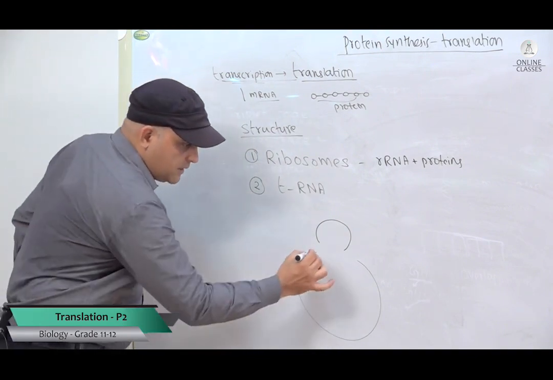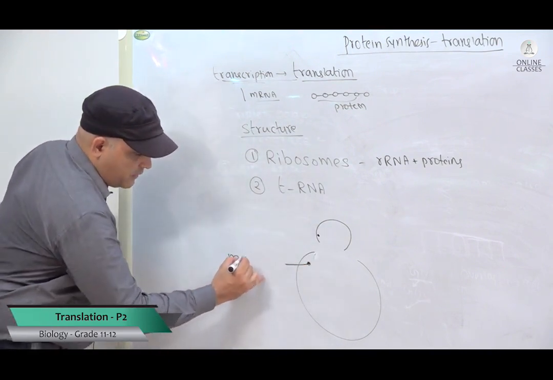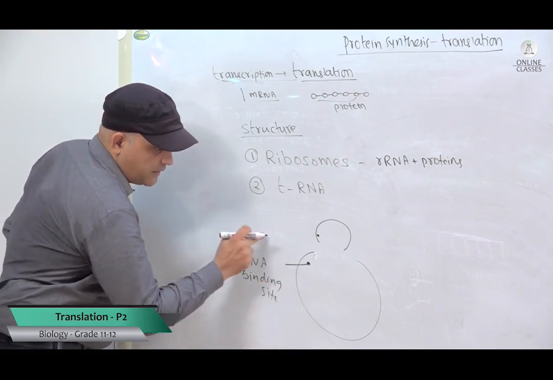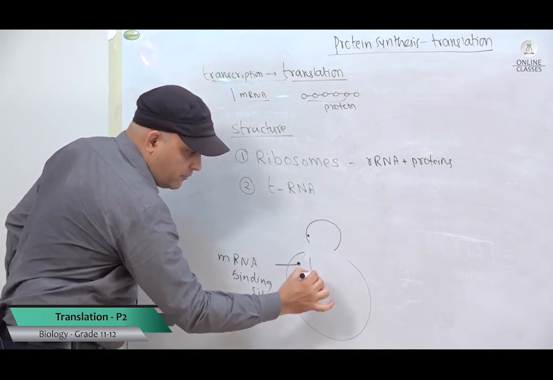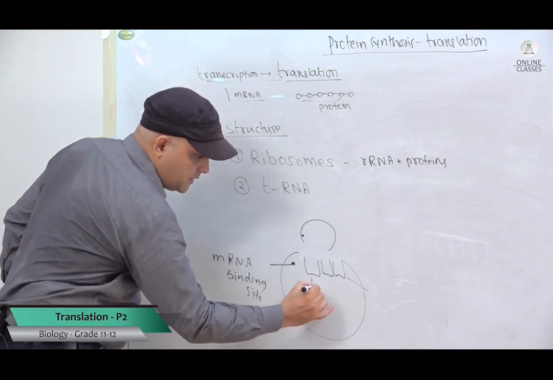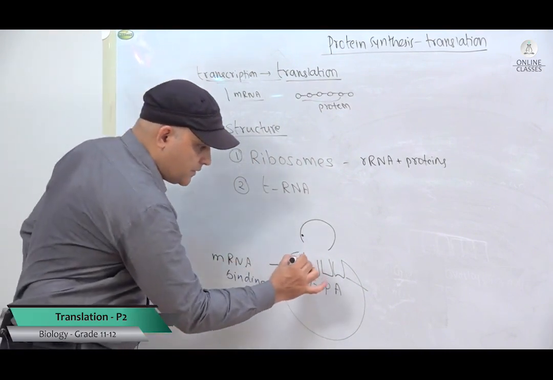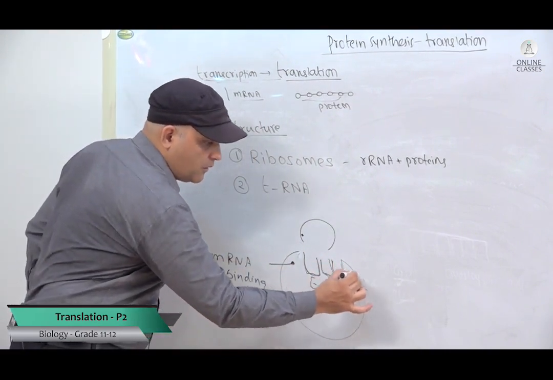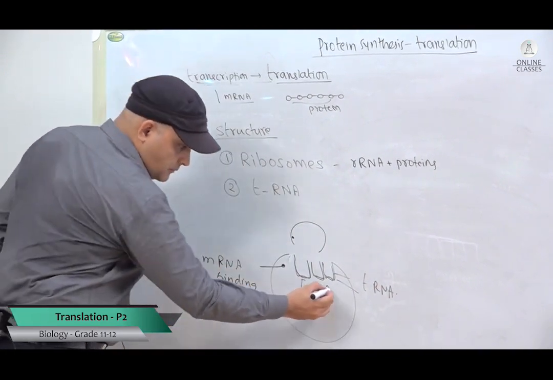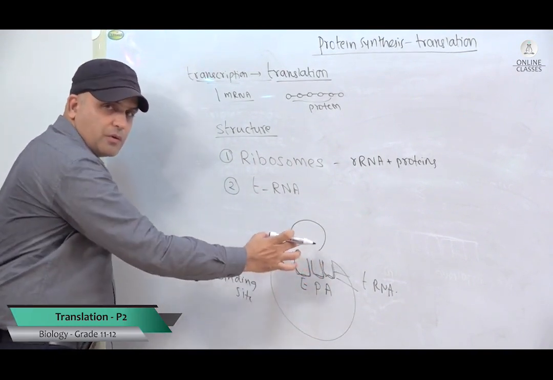They have sites for binding of mRNA. So, they have mRNA binding sites where the mRNA will attach. Then they have binding sites for tRNA. These are called EPA sites. No need of remembering the EPA sites. So here you have spaces for the attachment of tRNAs. At any given one time, remember, two tRNAs will be present inside the ribosome during translation.